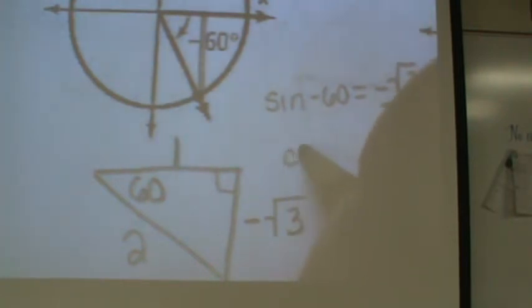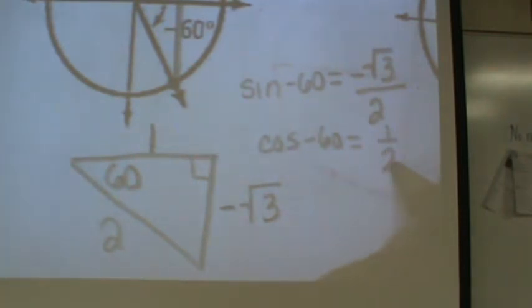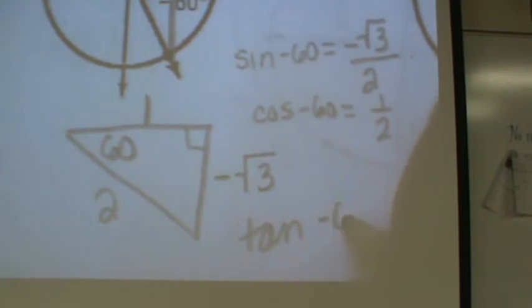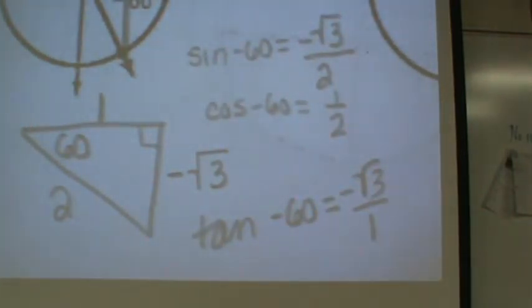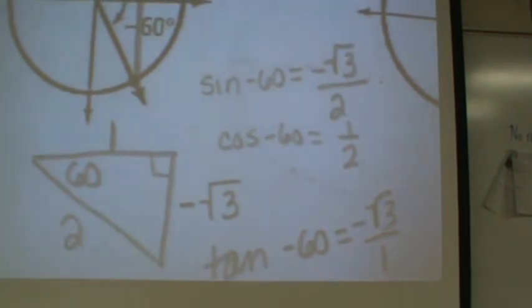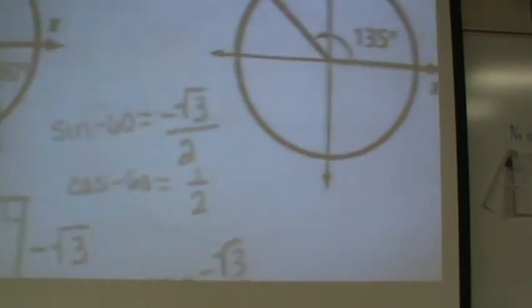What's the cosine? 1/2. And what's the tangent? Opposite over adjacent. Negative root 3 over 1. Do you get this? Yes? Okay, next one.